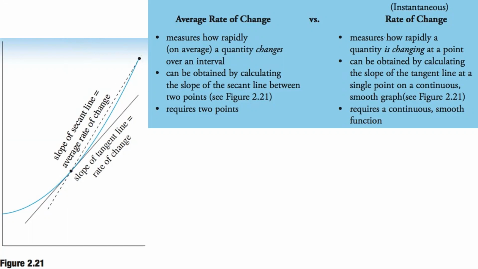Now we can get the instantaneous rate of change as well, and that's when we use the tangent line. That measures how rapidly a quantity is changing at a certain point. It can be obtained by calculating the slope of the tangent line at a single point on the continuous smooth curve. So the key thing is this has to be continuous and smooth. Then you just draw your tangent line, and then you find the slope of that. That's how we have been doing it a little bit in the last section, and that's how we're going to continue doing it here.